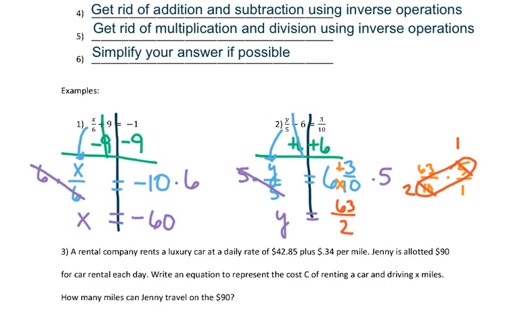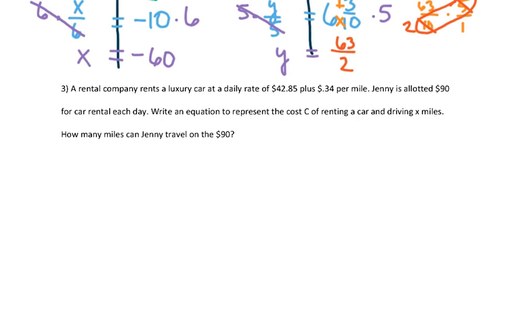Alright, moving on to a word problem now. This problem says a rental company rents a luxury car at a daily rate of $42.85 plus 34 cents per mile. Jenny is allotted $90 for car rental each day. Write an equation to represent the cost C of renting a car and driving X miles. And after we do that, we're going to find how many miles Jenny can travel on $90.